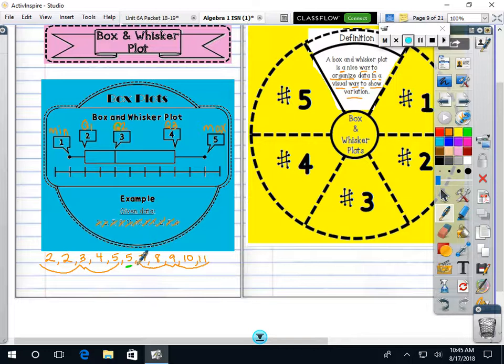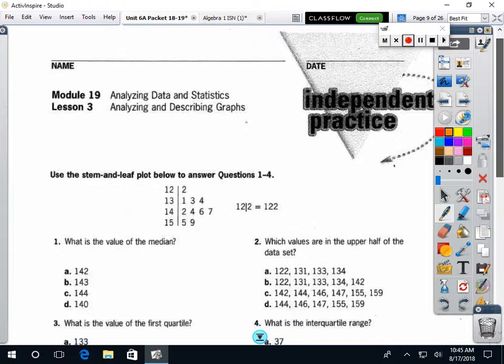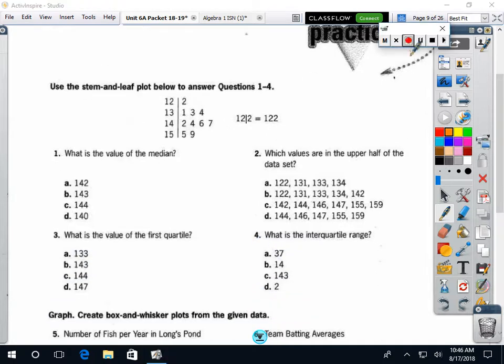Okay, now let's actually practice some of these in your packet. So turn to page 8 in your unit packet. Page 8. The directions at the top of the page say, use the stem and leaf plot below to answer questions 1 through 4. Now, stem and leaf plots are helpful to write the data quicker. But honestly, when I'm answering questions about data, I prefer just to have a list. Okay, so we're going to take it from the stem and leaf plot and create a list of data.